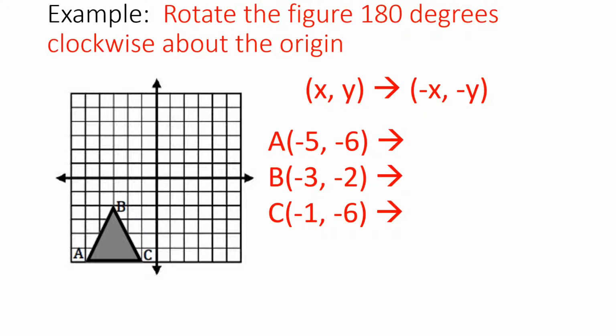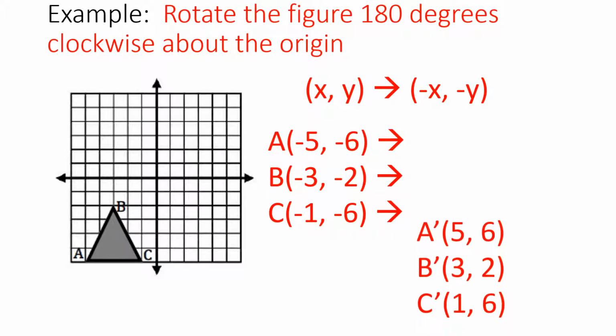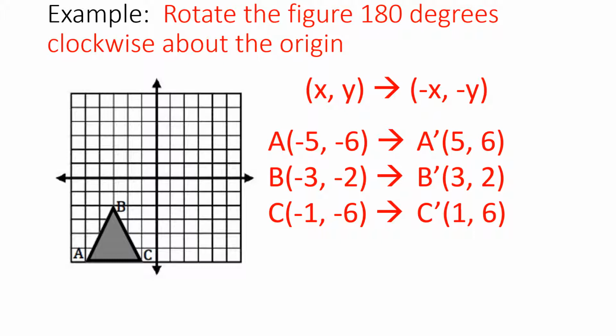just change. So your x and y stay in the same spot from the original ordered pairs, but now each one of those signs changes, which means that A prime is going to be 5, 6, B prime is going to be 3, 2, C prime is going to be 1, 6.